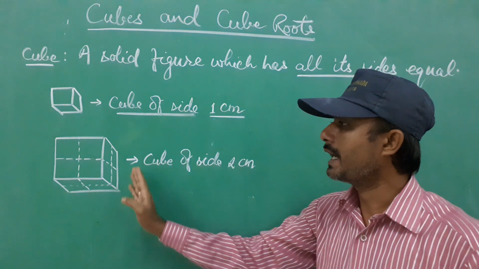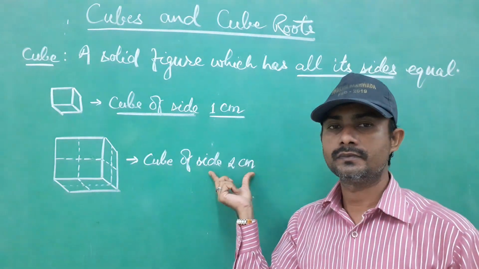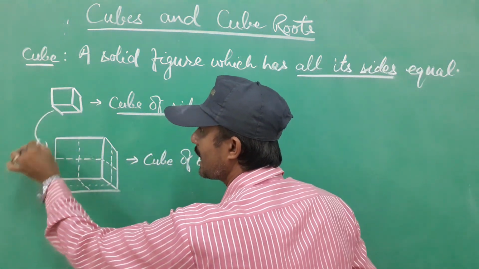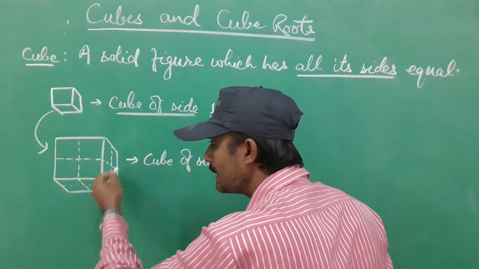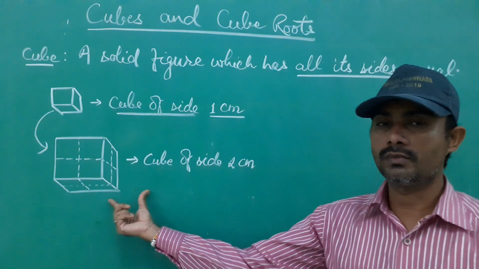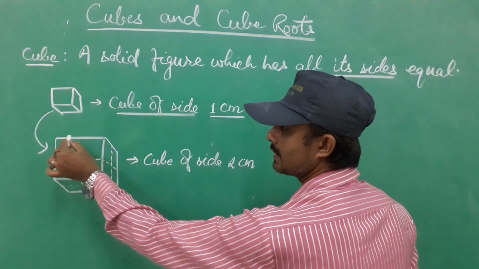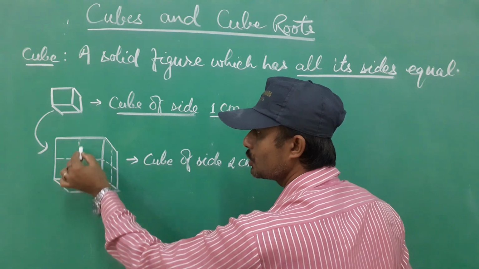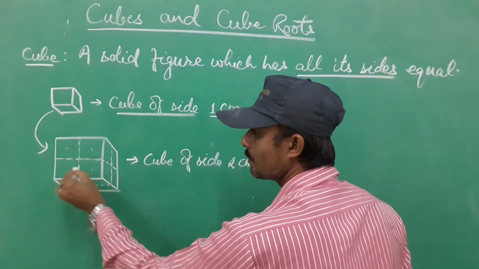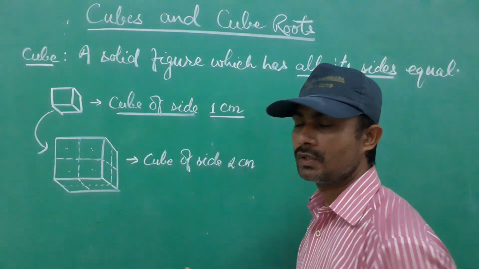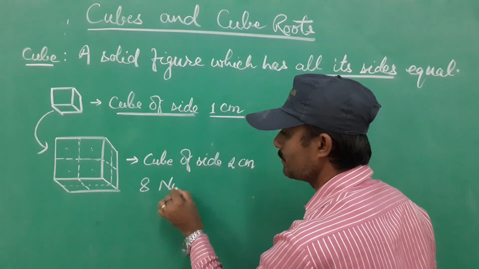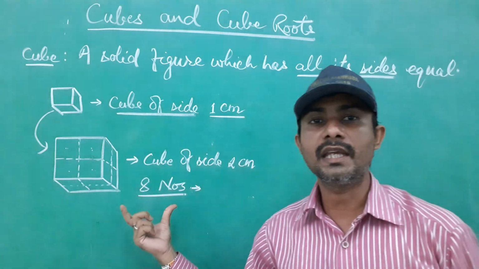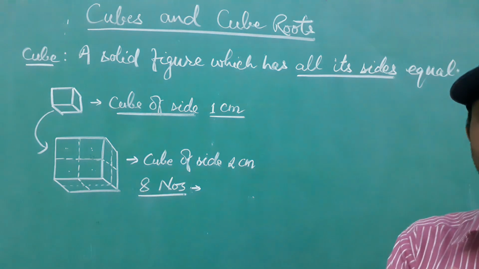Now just look at the cube having side 2 centimeter. And just think on that. How many of this kind of cube are possible in this 2 centimeter cube? So first, as this is 2, so this will be treated as 1. Here 1 cube, 2, 3, 4. 4 on this side and 4 on that side down. So 8 numbers possible. Here in 2 centimeter we have 8 numbers of 1 centimeter cube.